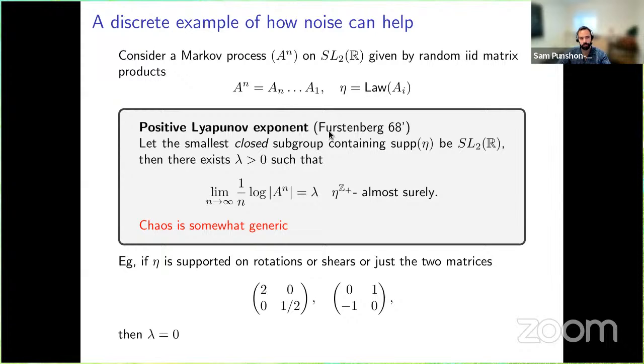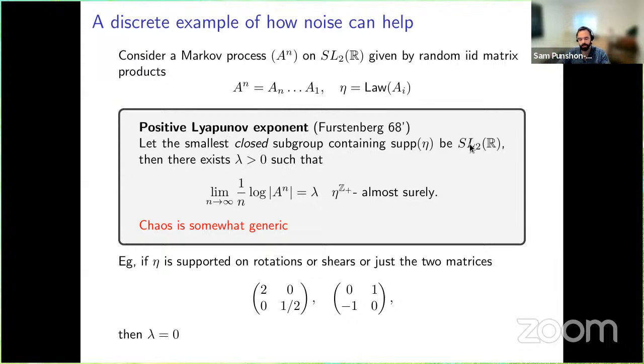And back in '68, Furstenberg came up with a very remarkable theorem at the time, which showed that if I study the Lyapunov exponent for this, essentially the asymptotic exponential growth rate, well, it is typically or generically positive. And you can study this via group properties of the support of the measure. If I look at the support of this law, and the smallest closed subgroup that contains the support, so the group generated by the support.